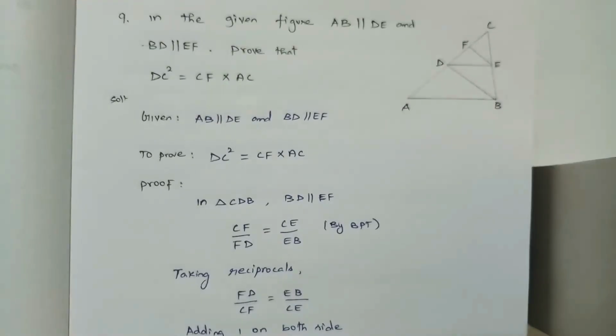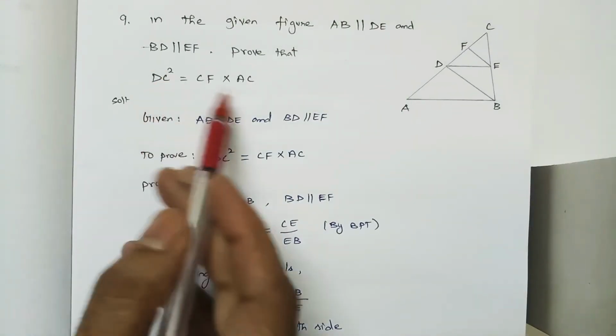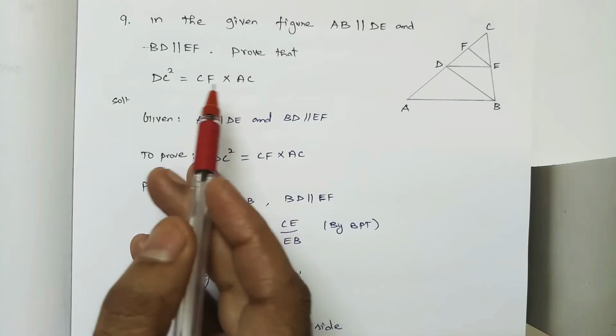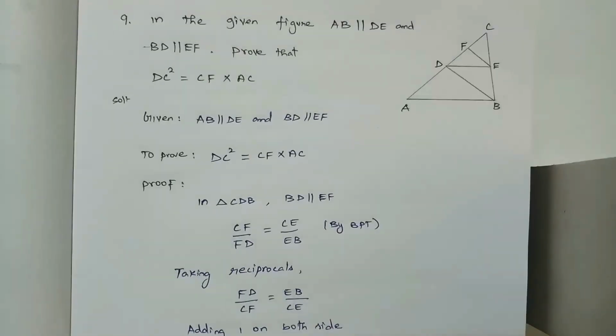So how are we going to prove? See, very simple. This is somewhat different actually. In the sums we saw earlier, we proved that the ratios are the same, or that the two lines are parallel. But here it is somewhat different. DC square is equal to CF into AC, with squares and multiplication coming in. How are we going to prove it?